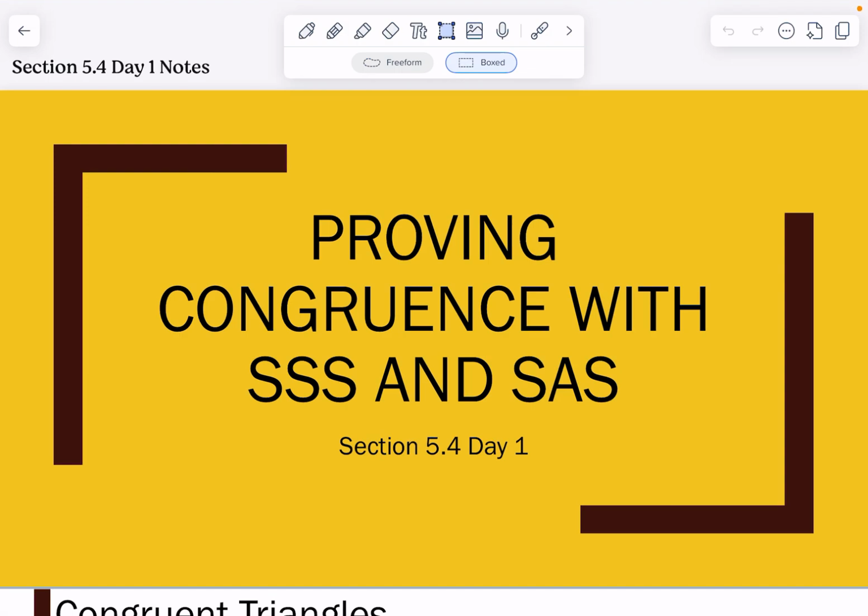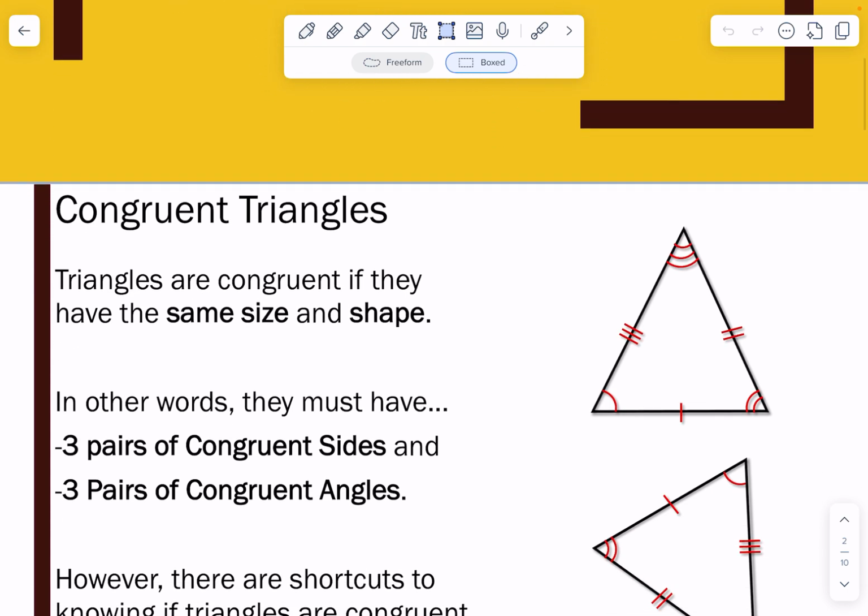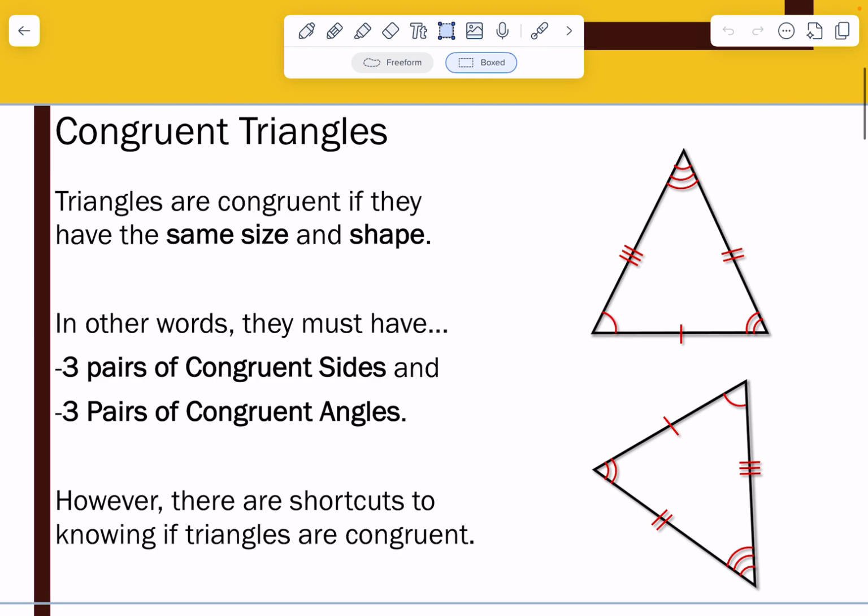Chapter 5. Now we are going to start proving. We're going back to some of our proofs, triangle congruence with side, side, side, and side, angle, side relationships. Okay, so let's revisit congruent triangles. Remember, triangles are congruent if they have the same size and same shape. In other words, they must have three pairs of corresponding congruent sides and three pairs of corresponding congruent angles. Now, that is what it means to be congruent triangles.